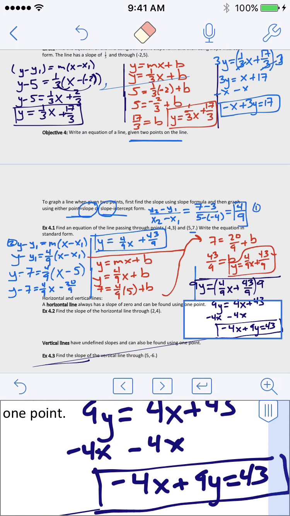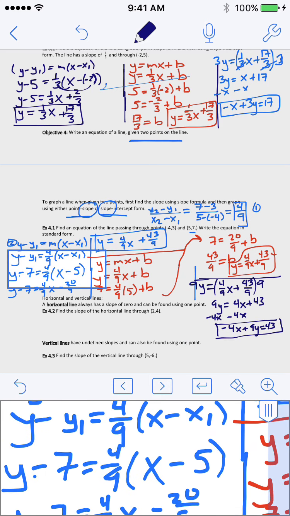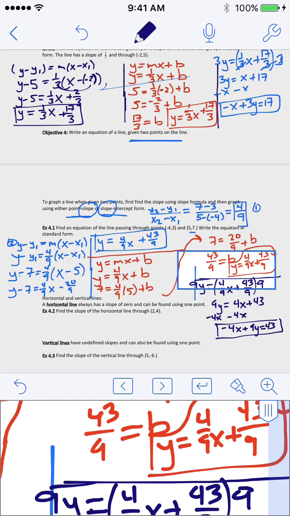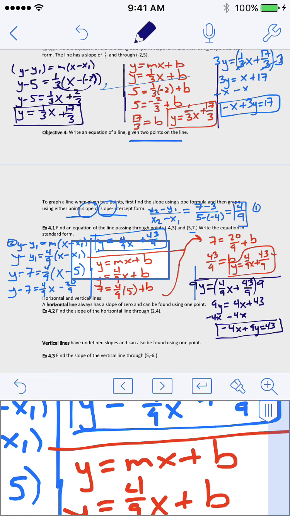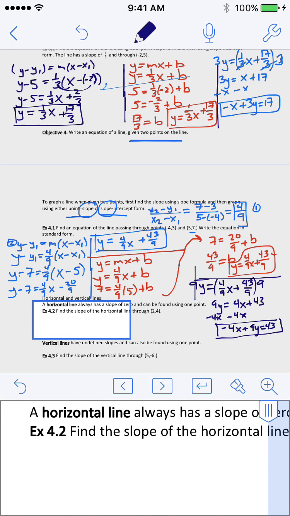Alrighty. Pause the video now if you have any questions about converting between these three forms. Whether you're going through point slope form, slope intercept form, or standard form, please make sure you get those questions answered, okay?